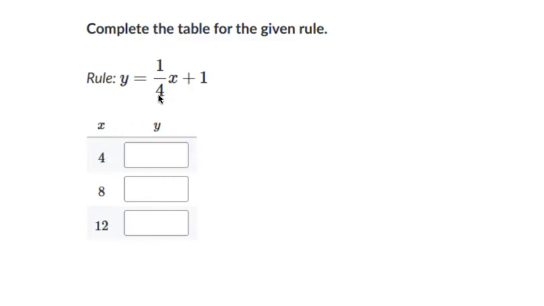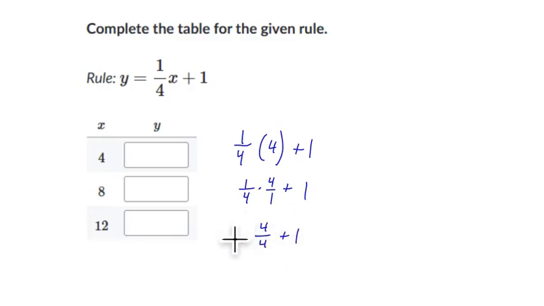The rule says 1/4 times x plus 1. So that would be 1/4 times x, which is 4, plus 1. Well, let's just rewrite this to review multiplying with fractions as times 4 over 1. We can multiply across the top, 1 times 4 and 4 times 1, so that'll be 4 over 4 plus 1. And a fraction is also a division problem. So this is 4 divided by 4. So we have 1 plus 1. All right, so with an input of 4, the output is 2.